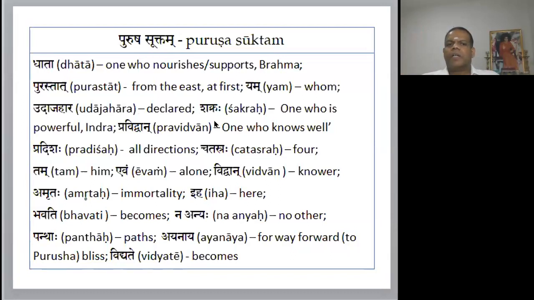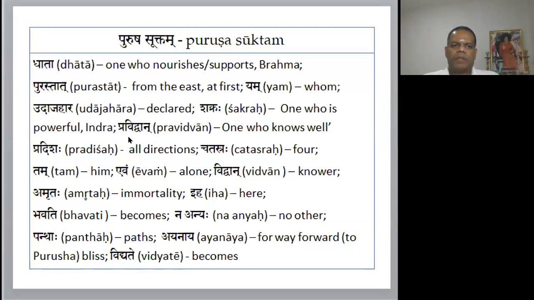Shakraha. Shakraha means one who is very powerful. But generally, Shakraha is used to refer to Indra, Devendra, the king of all the gods. You can also say the mind is Shakraha. It's very powerful because it's the lord of all the Indriyas. Okay. Shakraha. Pravidvan. Vidvan means one who is accomplished, someone who knows, a scholar, who is learned. Pravidvan means he knows in every way possible. Completely knows. So apparently this Shakraha, Indra, knows this Purusha very well.